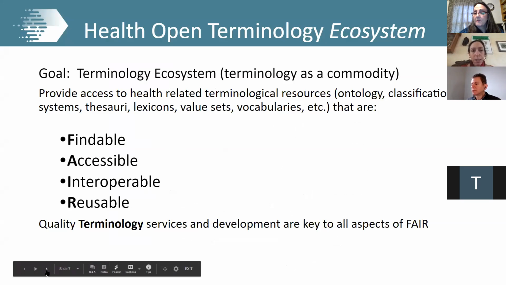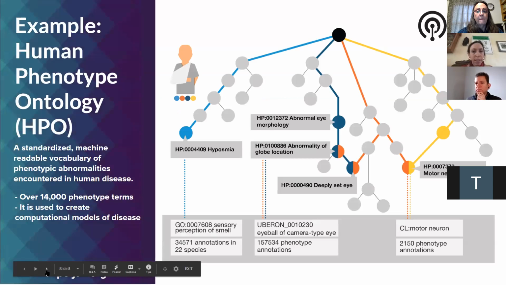So the goal of the health open terminology ecosystem is really that terminology is a commodity, a resource that we can all use and contribute to and evaluate and evolve. And so the goal is to provide access to health-related terminological resources, so ontologies, classification systems, thesauri, lexicons, value sets, vocabularies that meet the FAIR criteria. And we'll talk a little bit more about that in Shahem's portion of the talk. So we have to have quality and sustainable and dependable terminology services and development to ensure that we meet these goals. Next slide. So this is just an example.